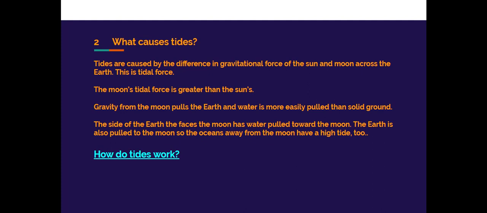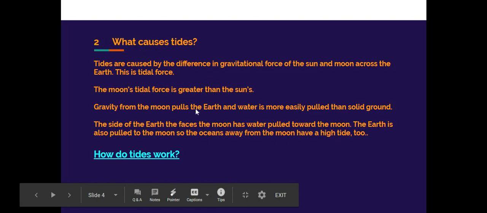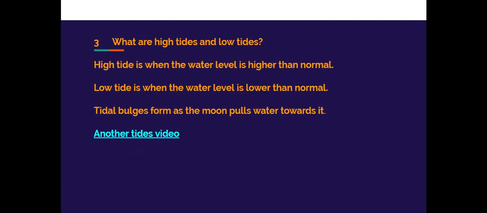The side of the earth that faces the moon has water pulled toward the moon. The earth is also pulled to the moon, so the oceans away from the moon have a high tide too. Yeah, that sounds confusing. Let's look at how tides work. Trust me, you are going to see this. Now, this is kind of a double video I'm going to show. High tide is when the water level is higher than normal. Low tide is when the water level is lower than normal. Tidal bulges form as the moon pulls water towards it.